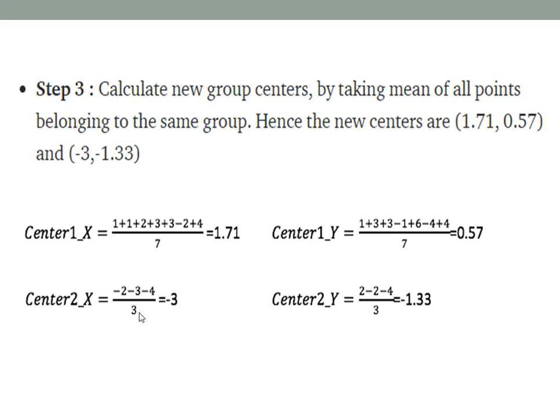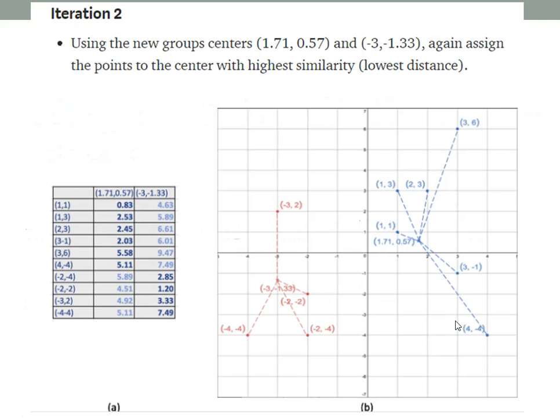And then once we have all these data points, we need to update our cluster center, and the cluster center or centroid can be updated by taking the mean or average. Once you compute the mean for both cluster centers and for both x and y values, you will see that you have these values: 1.71, 0.57, minus 3 and 1.33, and these new or updated cluster centers will be used for the next iteration.